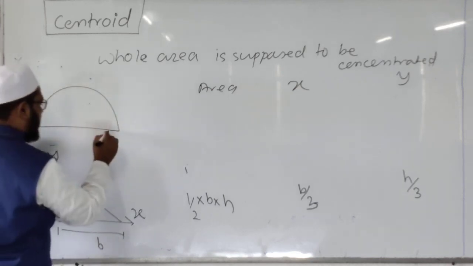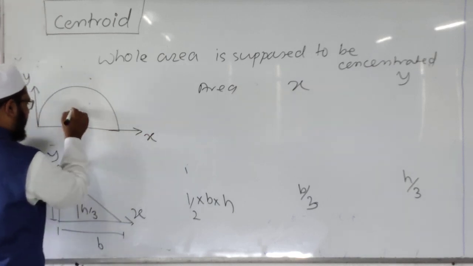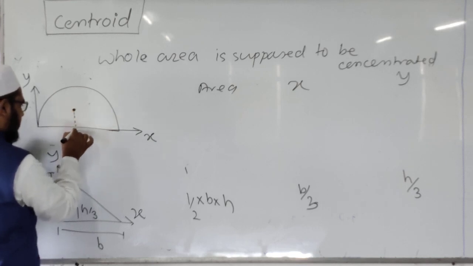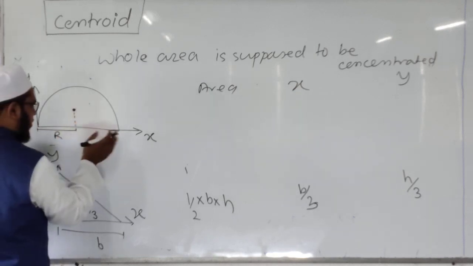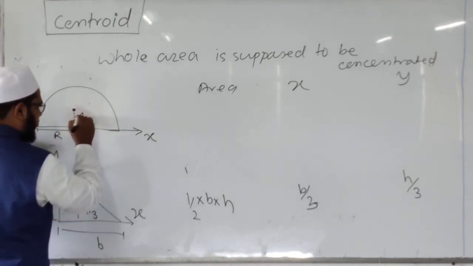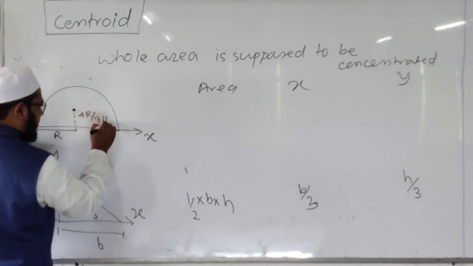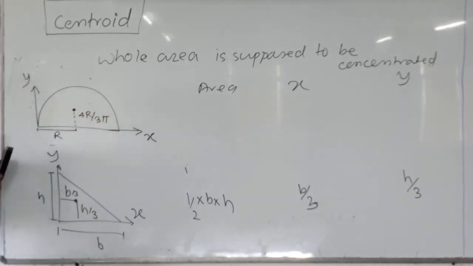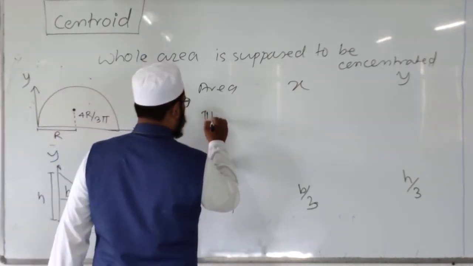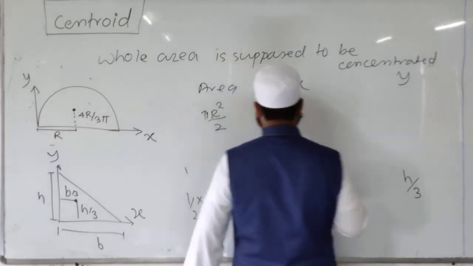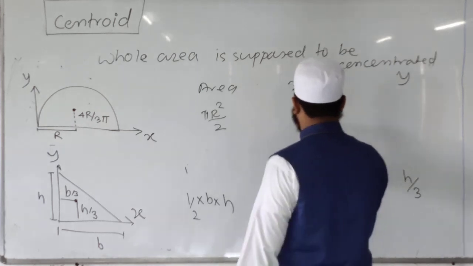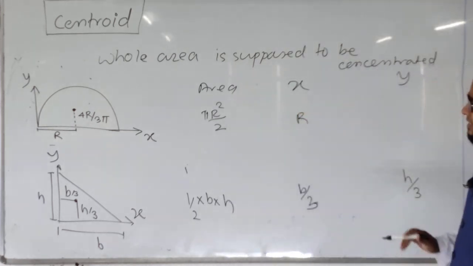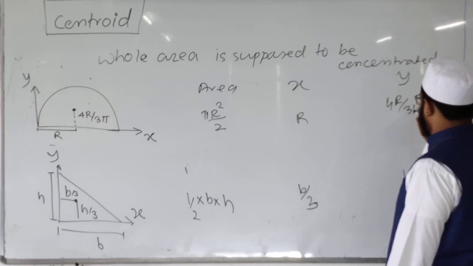Assume that if y-axis and x-axis are given, then in a semicircle the geometric center is this point, which is at a distance of r from the corner, and this distance from the diameter of the circle is 4r by 3 pi. The area of the semicircle is pi r square by 2. X coordinate is the distance measured from y axis. The distance of this centroid from y axis is r, and y coordinate is the distance measured from x axis. Therefore, it is 4r by 3 pi.